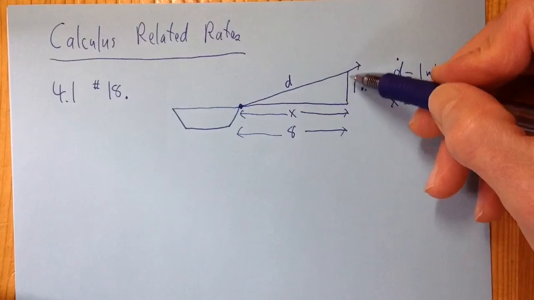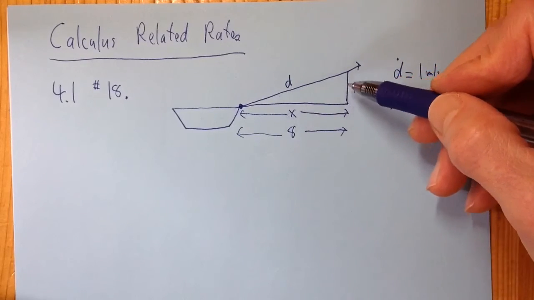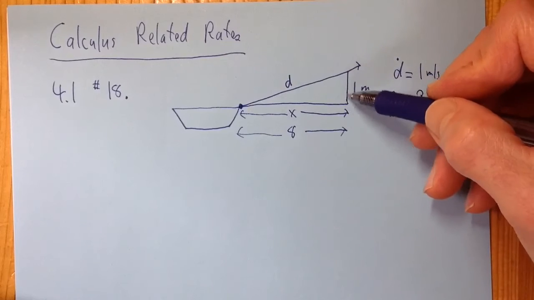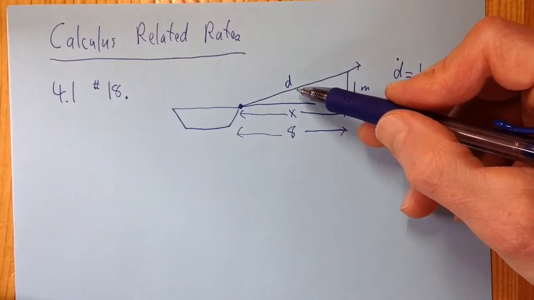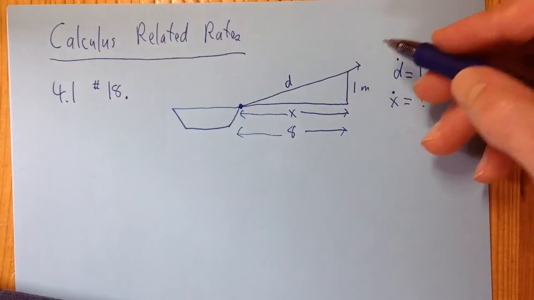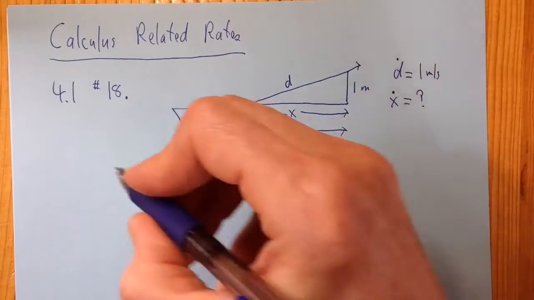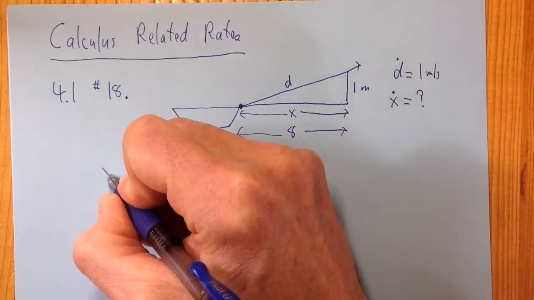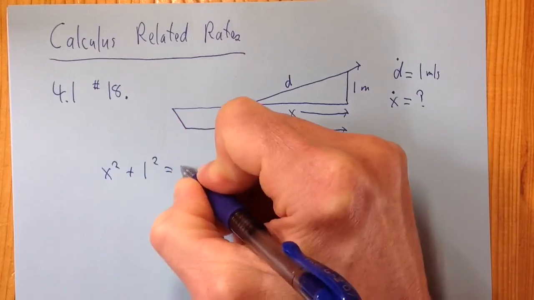Looking at this, we have a triangle. We don't need angles, so there's no sine or cosine. That's one thing you can do with triangles. We could do similar triangles, except there's only one, so there's nothing to be similar with. So probably what we're going to be using here is the Pythagorean theorem. So we can say that x squared plus 1 squared is equal to d squared.